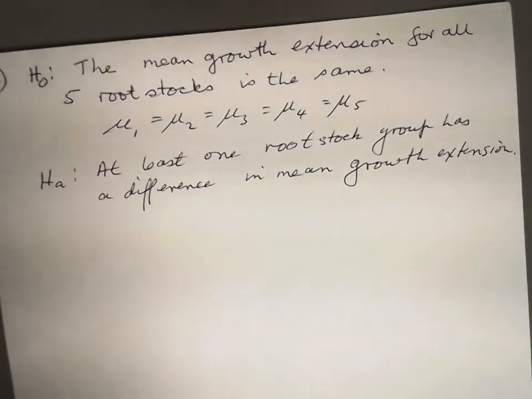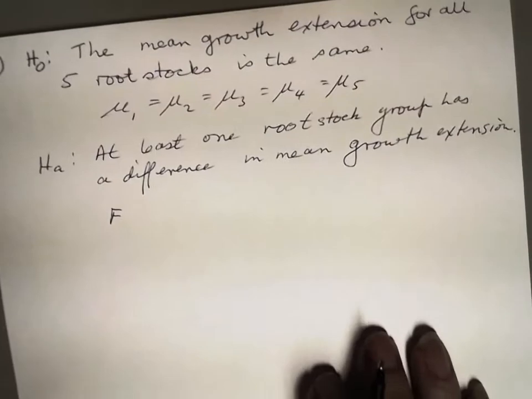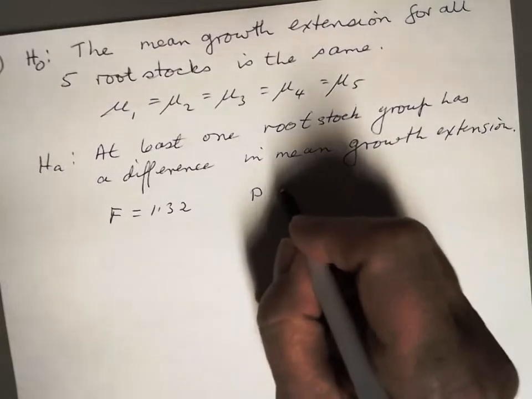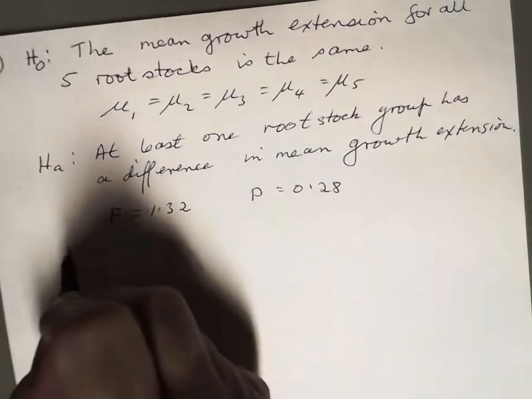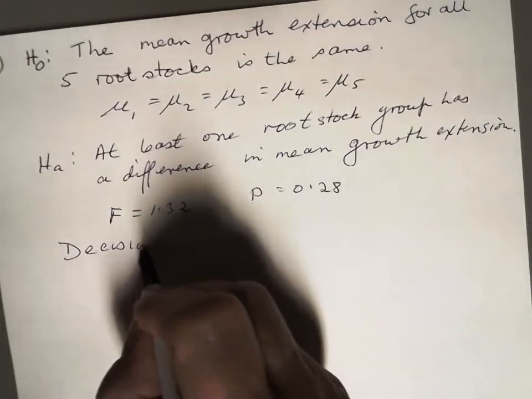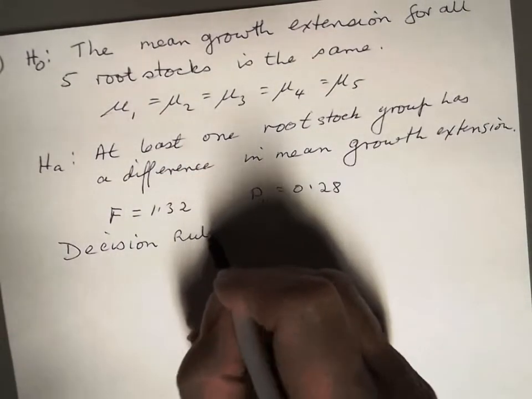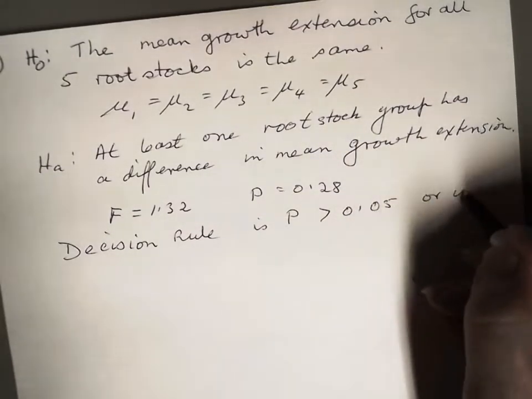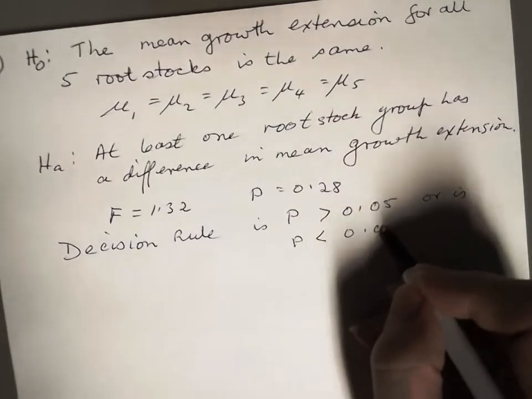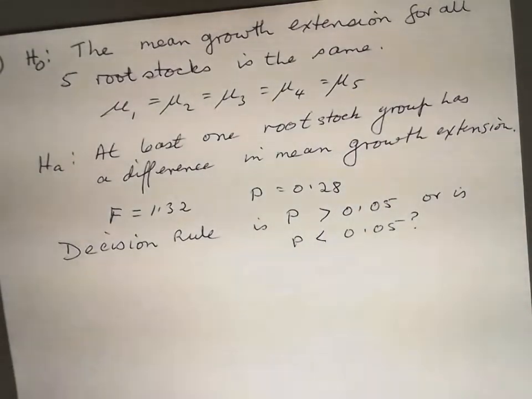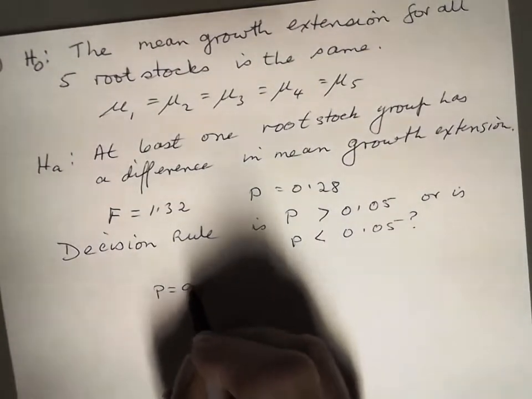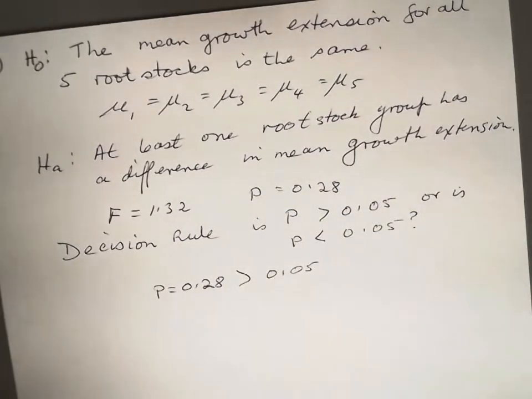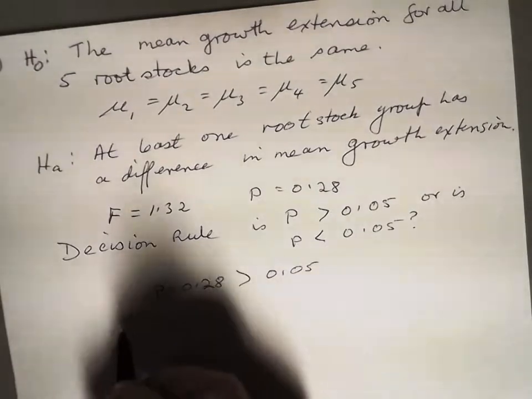Okay, well, we've carried out the test. We found out in our previous part that F was equal to 1.32 and we had a p-value of 0.28. So what's our decision rule? Our decision rule asks, is p greater than 0.05 or is p less than 0.05? So what have we got? Well, we've got a p equal to 0.28, and that is definitely greater than 0.05. Right? So what does that mean?